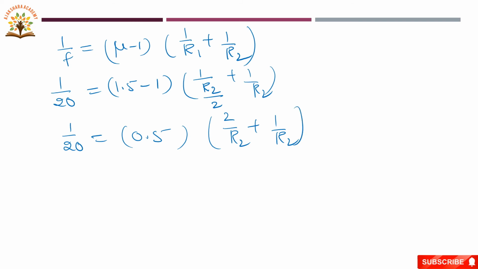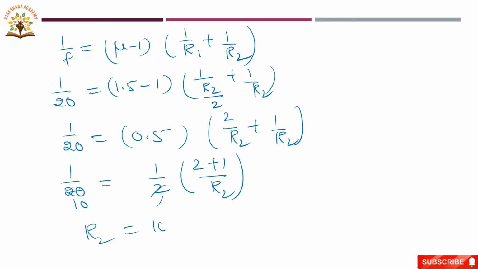So from this, 1 by 20 is equal to 0.5, that is 1 by 2, into, taking LCM, (2 plus 1) by r2. Here 2 ones are 2, 2 tens. Now 2 plus 1 is 3. 3 into 10 is 30. So r2 is equal to 10 into 3, 10 threes are 30. So 30 centimeter. The larger radius of curvature r2 is 30 centimeter.